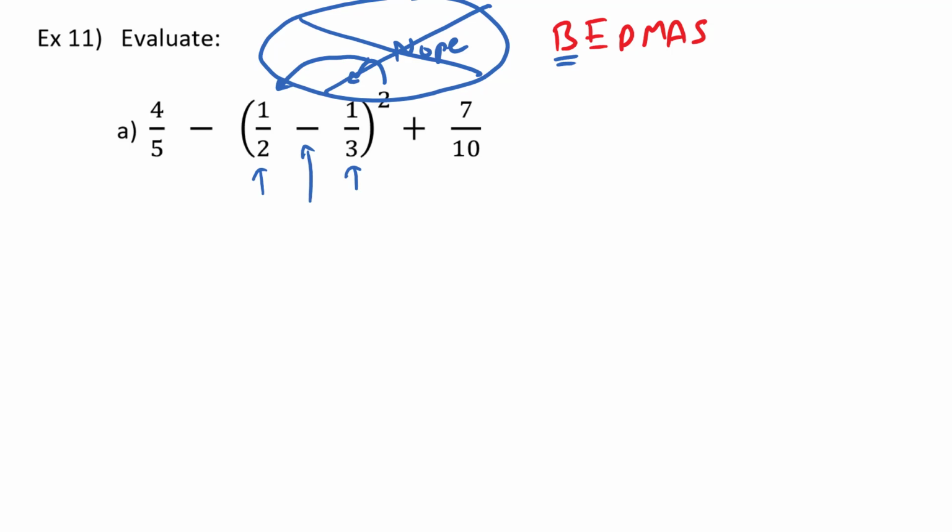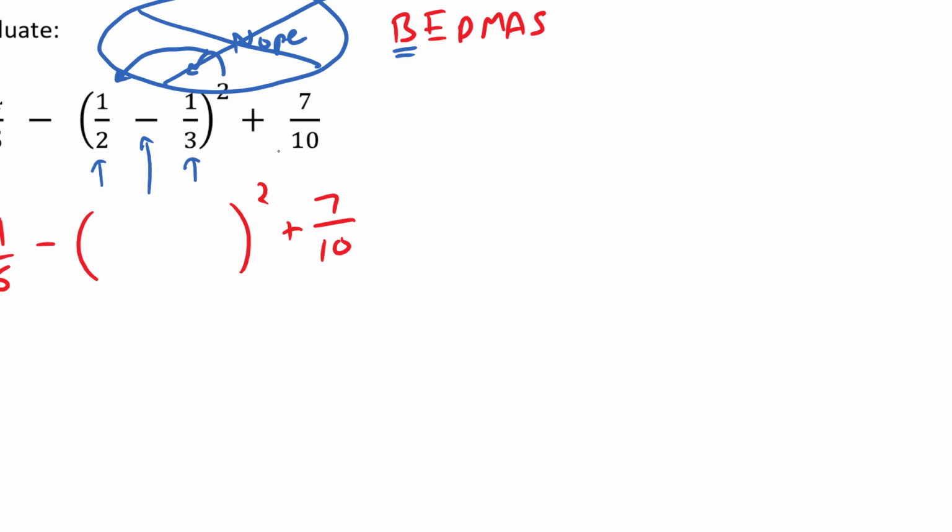Let's start with the brackets. We have to start with that first. Equal sign, 4 over 5 minus. In this case here, we have our brackets. Our exponents are on the outside, plus 7 over 10. Now, if we want to subtract these values, what do we have to do first? We have to find a common denominator. They are unlike fractions. What's the lowest common denominator? Between 2 and 3, it's going to be 6.